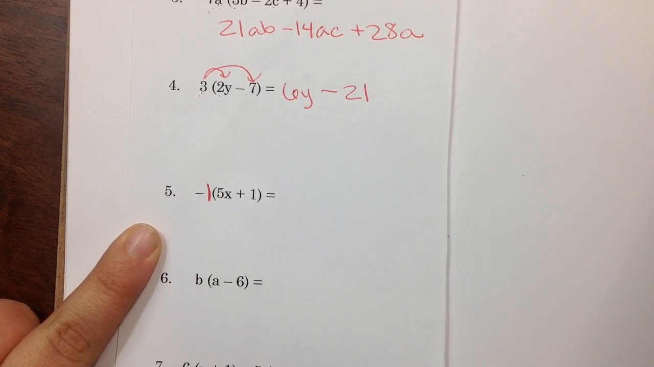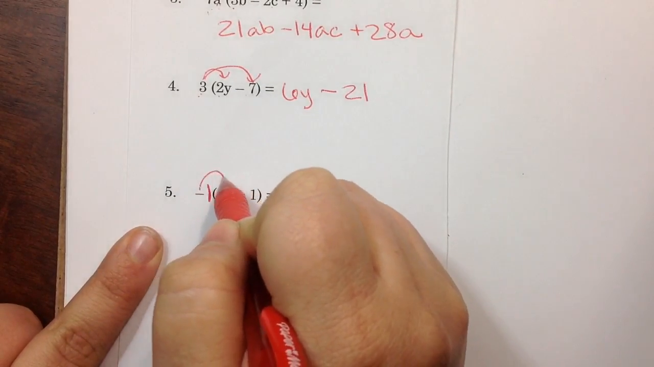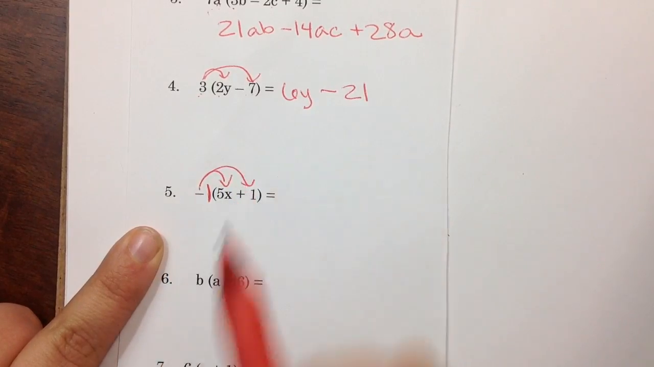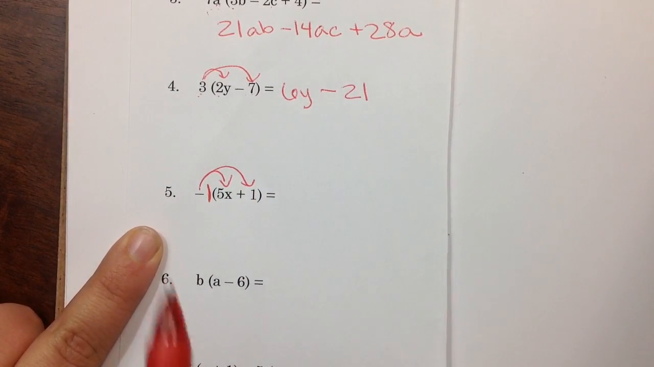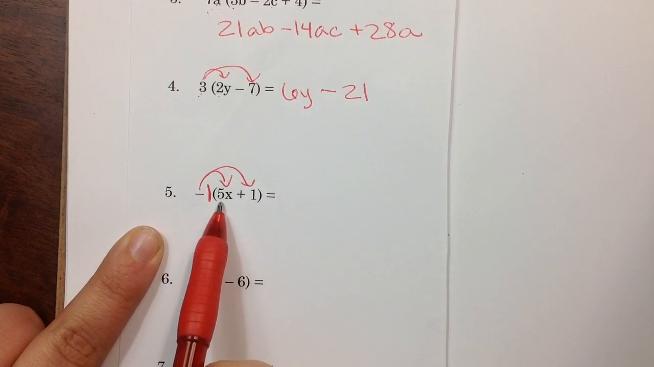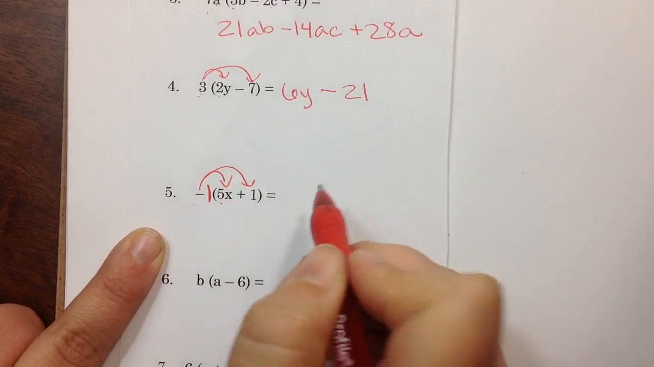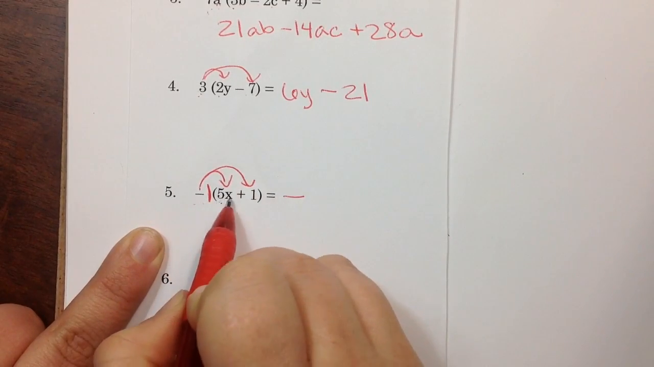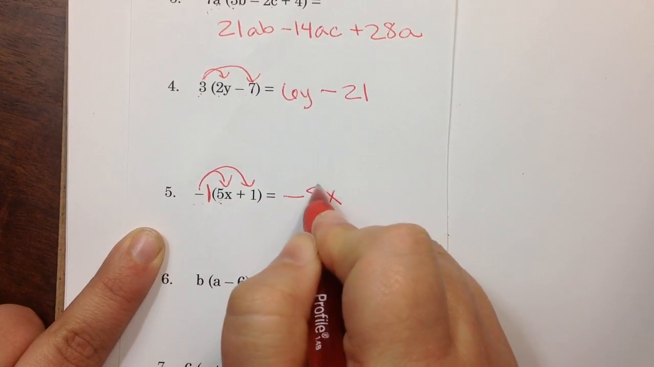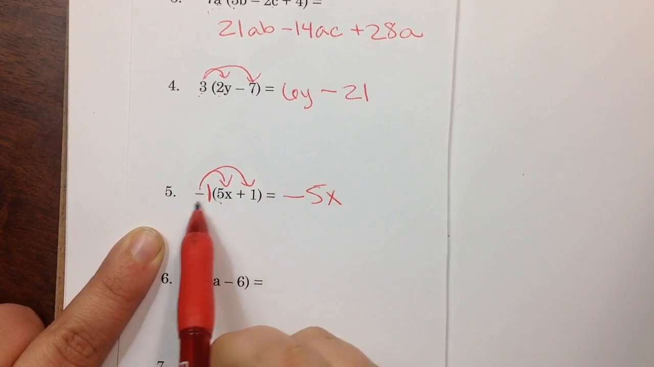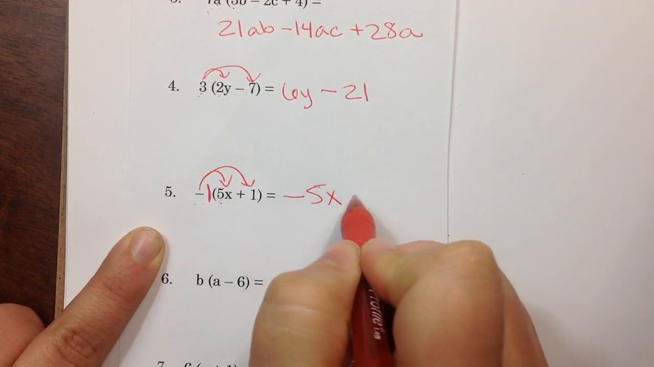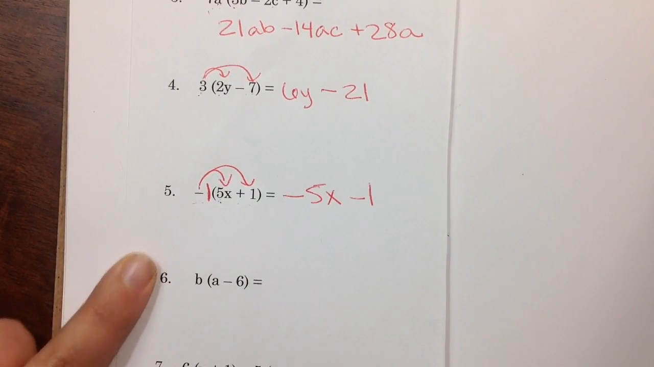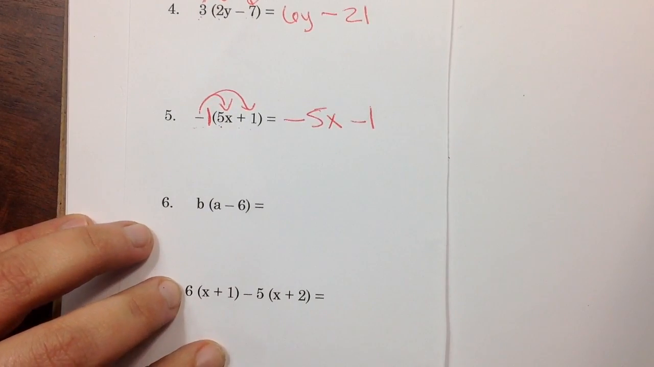So we're going to automatically put that 1 there, and then we're going to distribute that negative 1 times everything inside the parentheses. Negative 1 times positive 5. Negative times positive is a negative. 1 times 5x would be negative 5x. Negative 1 times positive 1 would give us negative 1. That's our answer. All right, let's look at 6.